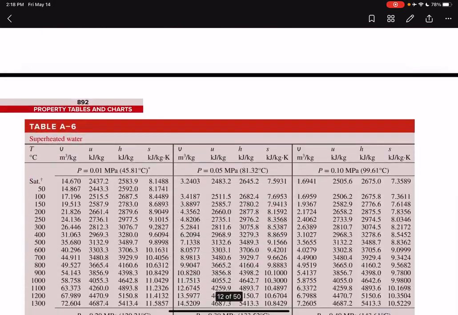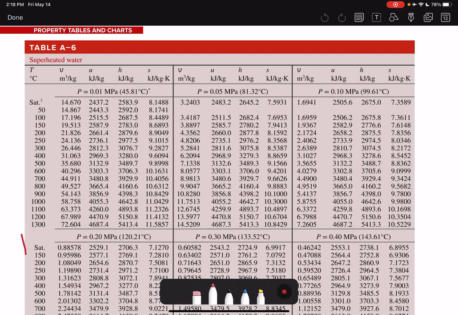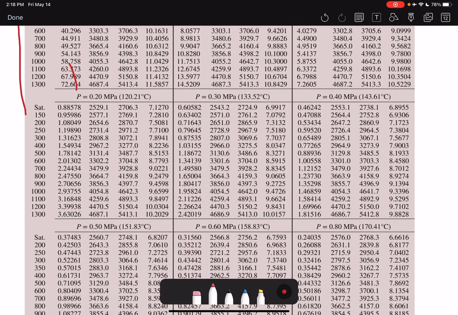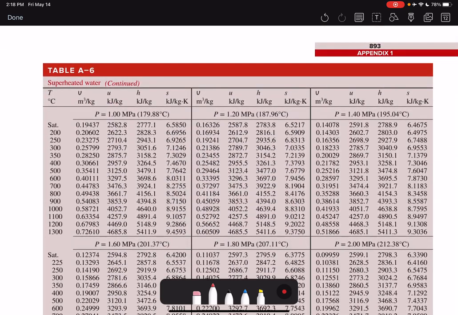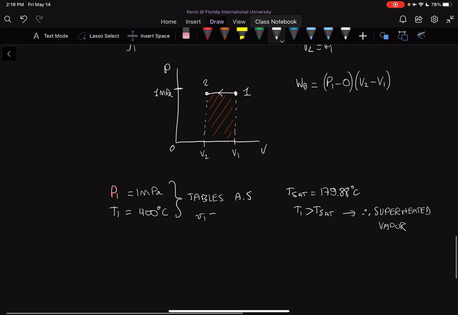So we now go to our table A6, which is our superheated vapor table, and we're going to look for 1 megapascal. We have here the box for 1 megapascal. And now we know that our temperature is 400 degrees. So our volume is going to be this value right here, 0.30661. So V1, little v1, is going to be equal to 0.30661 meters cubed per kilogram.